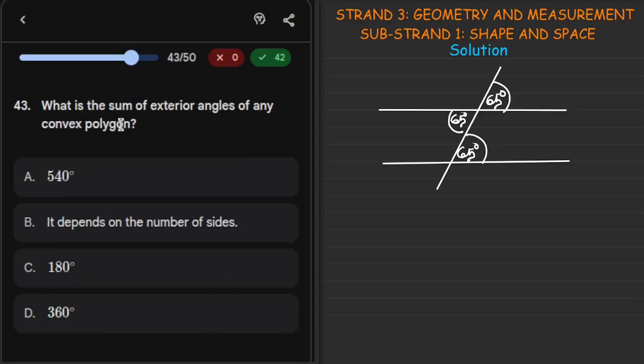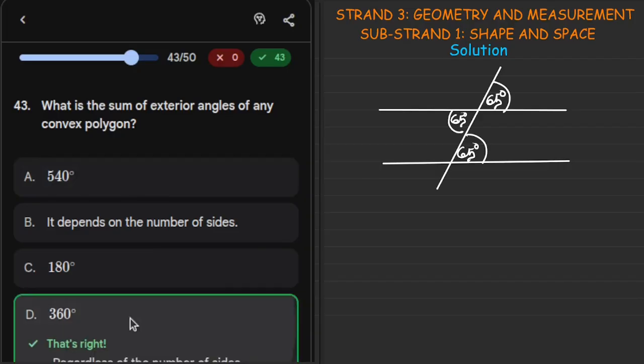Question number 43. What is the sum of the exterior angles of any convex polygon? Now, don't let this convex here confuse you. For any polygon you have at all, the sum of the exterior angles is what? 360. Whether it is a triangle, a square, quadrilaterals, pentagon, nonagon, decagon, or dodecagon, all of them, the sum of their exterior angles equals 360. Take note of that.